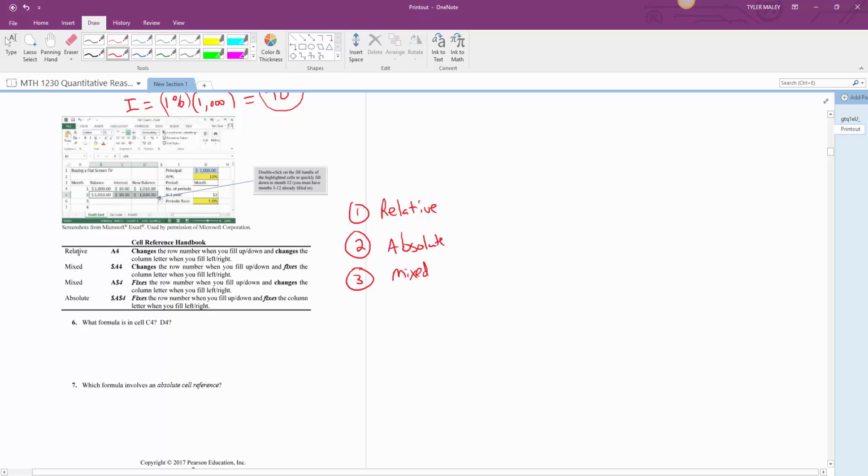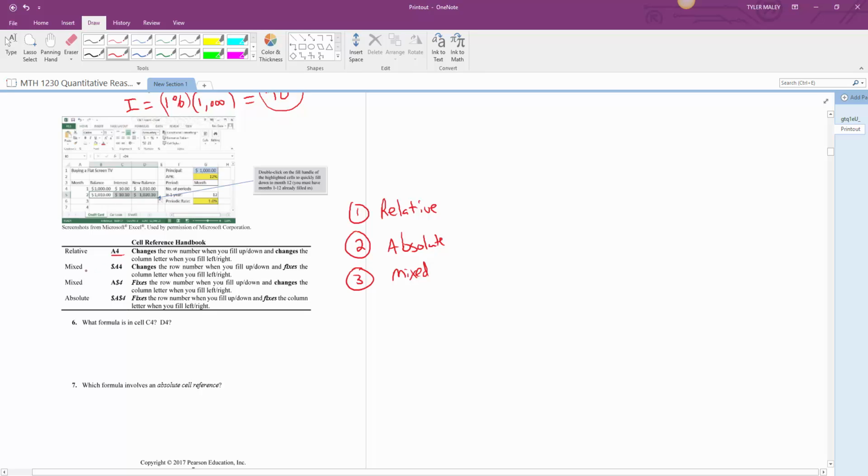So here for relative cell addressing, we're given the cell reference A4. What we're told is that it changes the row number when you fill up and down, and changes the column letter when you fill left or right. There's no dollar sign here, so nothing's going to be locked in. If I fill up and down, my row number is going to change, and if I fill left or right, that's going to change the column.